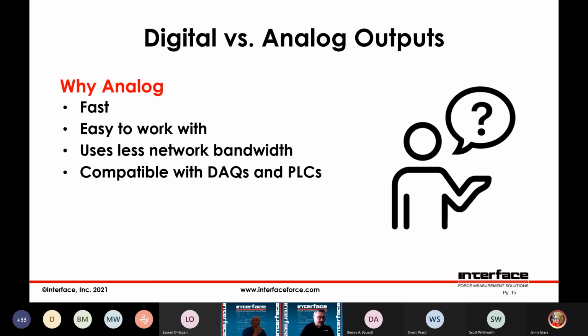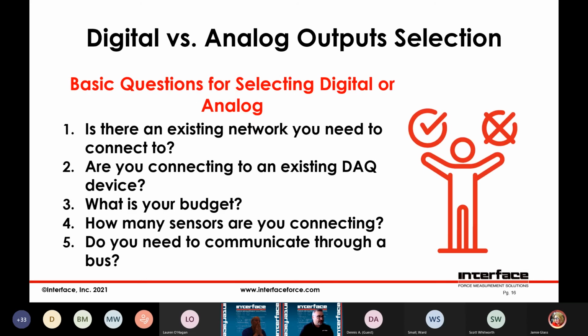It can be a lot faster than digital. It's easy to work with. A lot of people are very familiar with how to use analog signals. Less network bandwidth, as in no network bandwidth. You may have limited bandwidth, so if you start adding a lot of sensors in your network, it could slow things down. And a lot of DACs and PLCs accept analog signals. So, if you just want to stay with what you have, analog works quite well a lot of times.